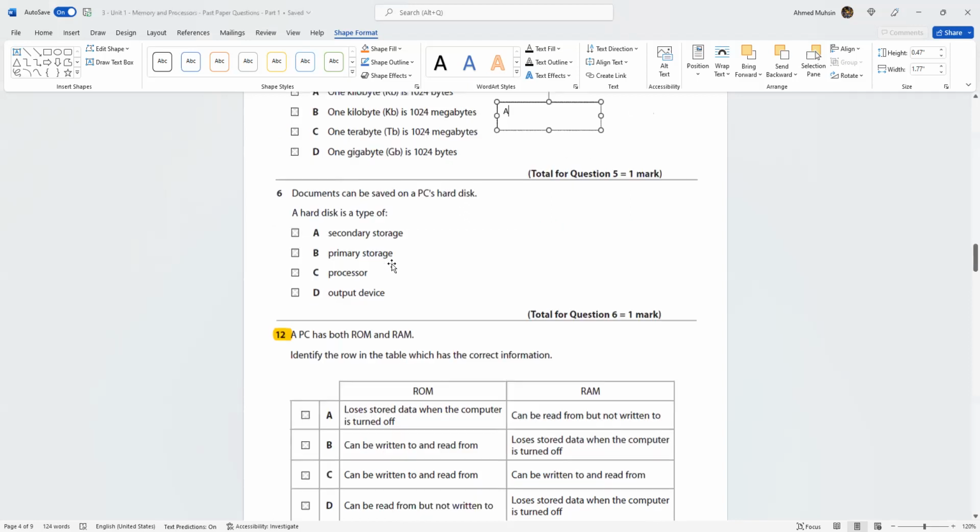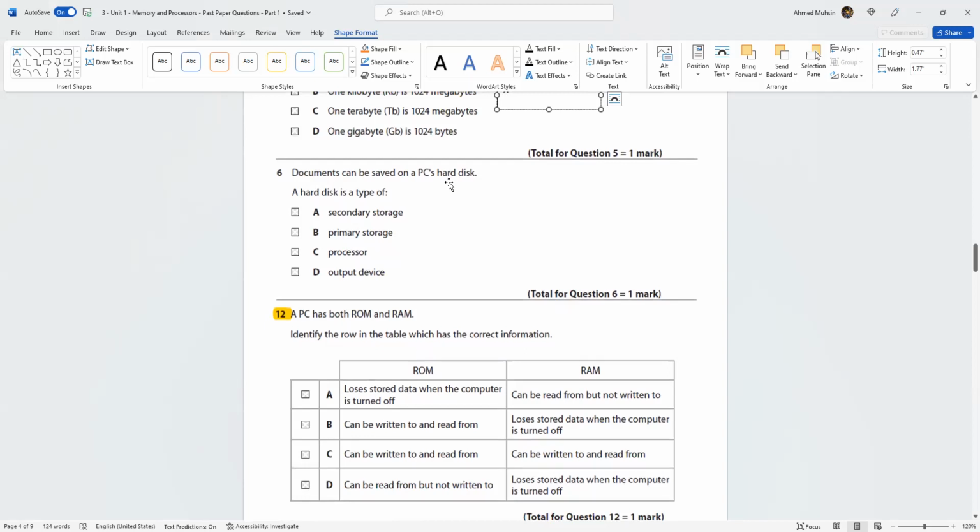Okay, right. Documents can be saved on a PC's hard disk. A hard disk is a type of secondary storage. Under primary, we only have RAM and ROM. So over here, the answer is secondary storage.